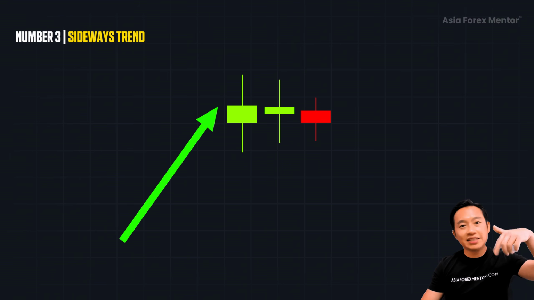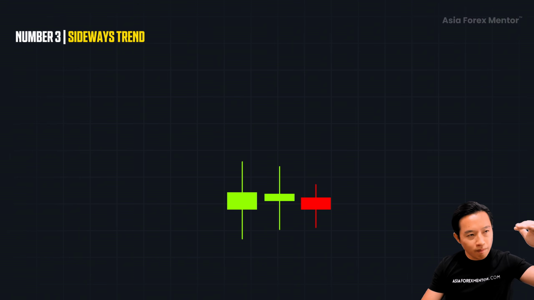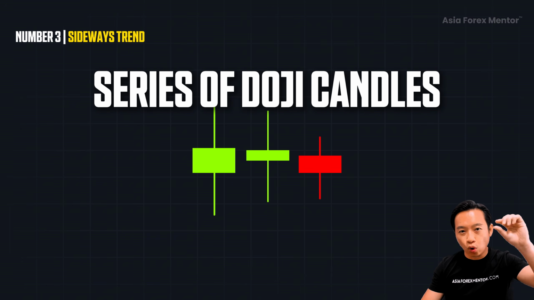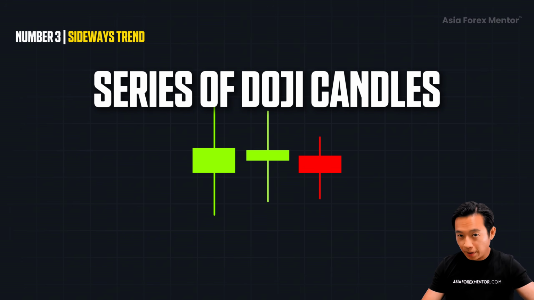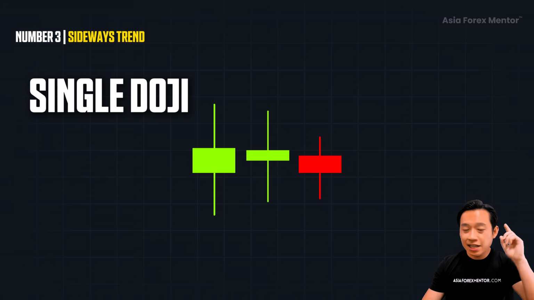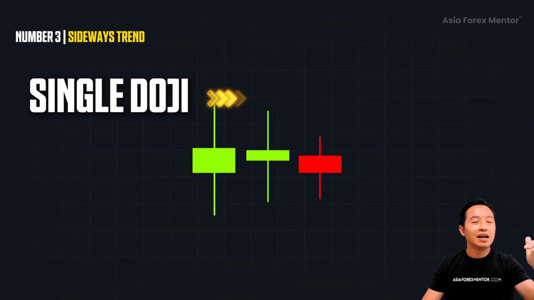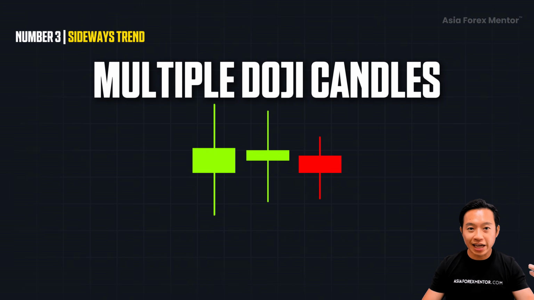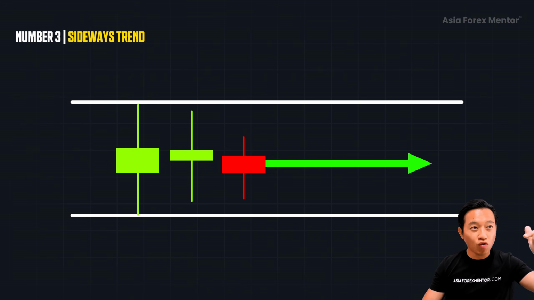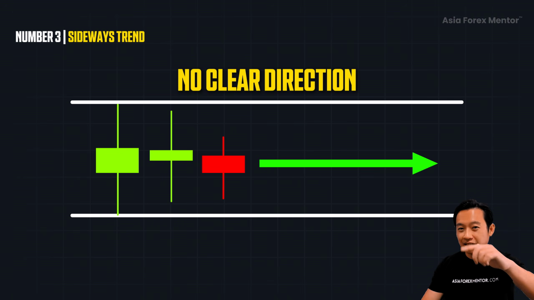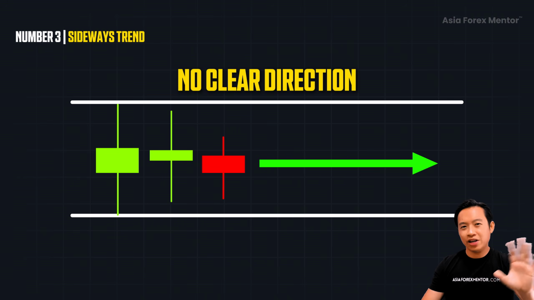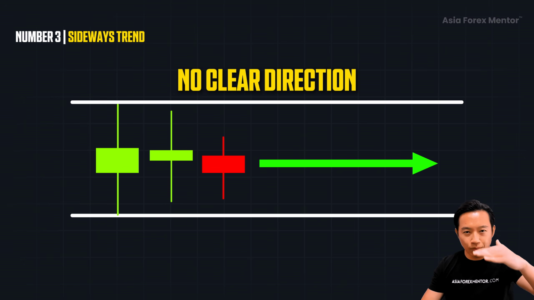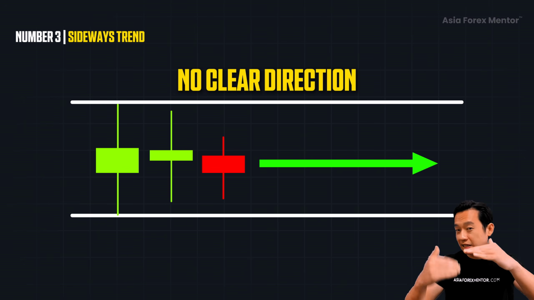The third one, sideways trend. Whether after an uptrend or a downtrend, you might see a series of doji candles, which is what we talked about. A single doji can mean momentum loss. But when you see multiple doji candles, it means the price is moving sideways with no clear direction. So you want to wait it out. It's just undecided at that moment in time, preparing for either direction, actually.